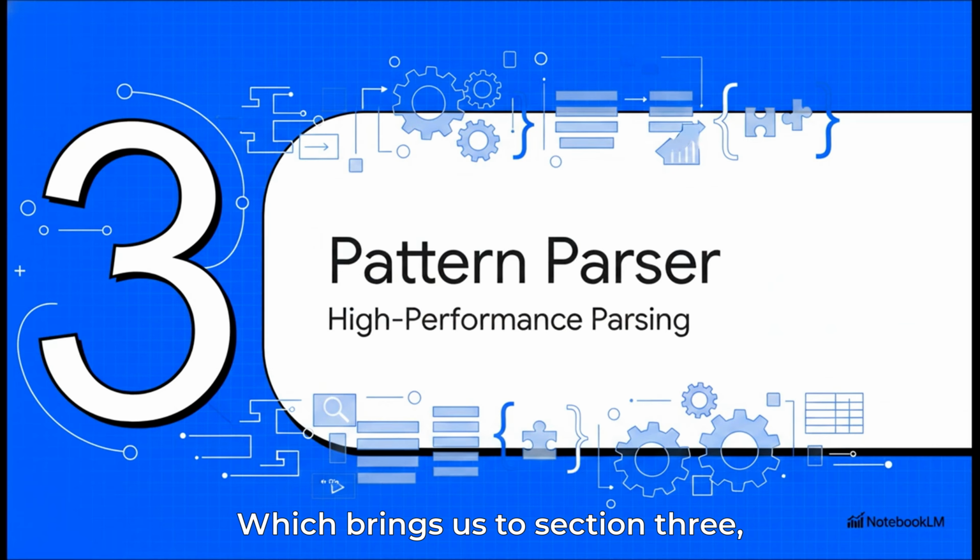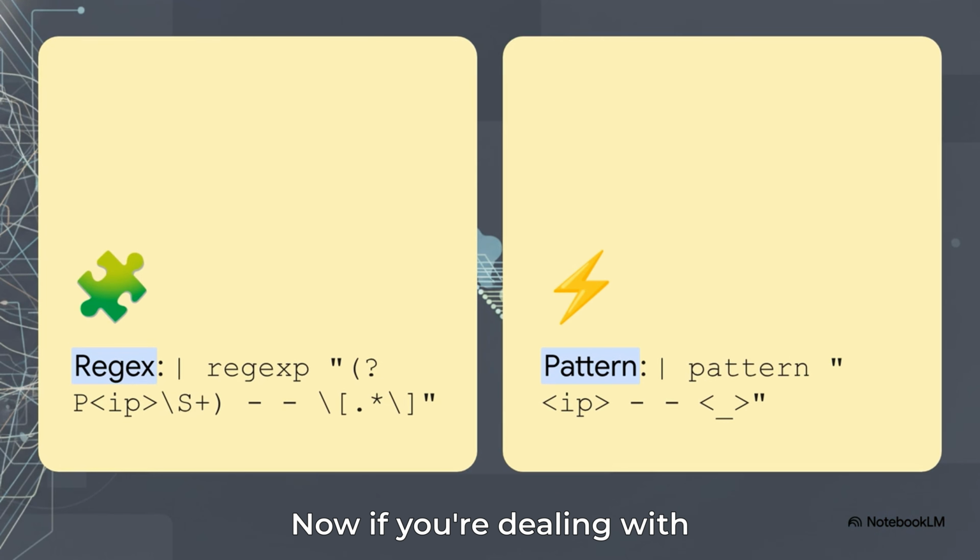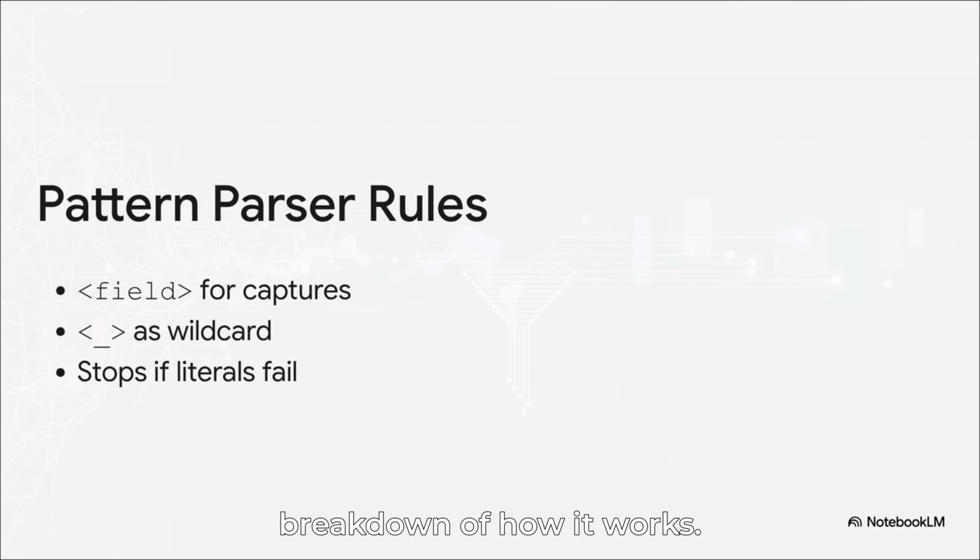Which brings us to Section 3, the simpler pattern parser, which is a fantastic high-performance alternative. Now, if you're dealing with standardized log formats, Loki gives us a way more intuitive option than regular expressions. When you compare the two, the difference is night and day, right? The pattern parser gives you a beautifully clean template. I mean, let's be real, crafting that regex might take you 20 minutes of trial and error, but the pattern equivalent? You're literally just typing out the structural literals using angle brackets. It's so much easier.